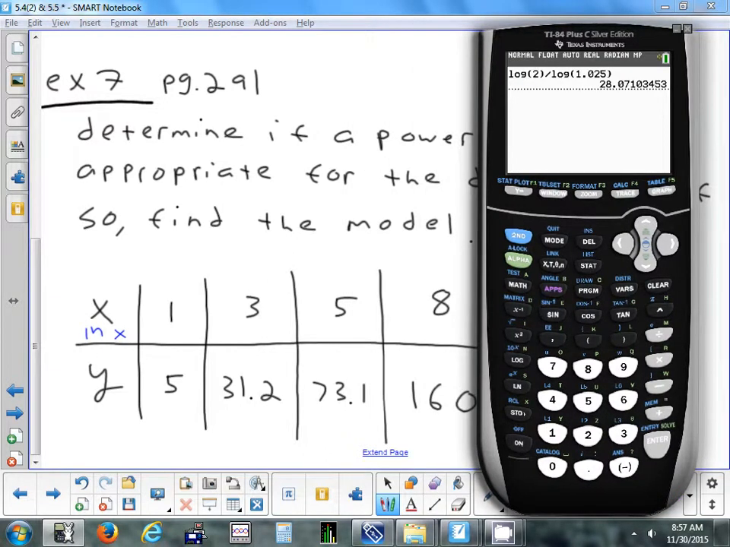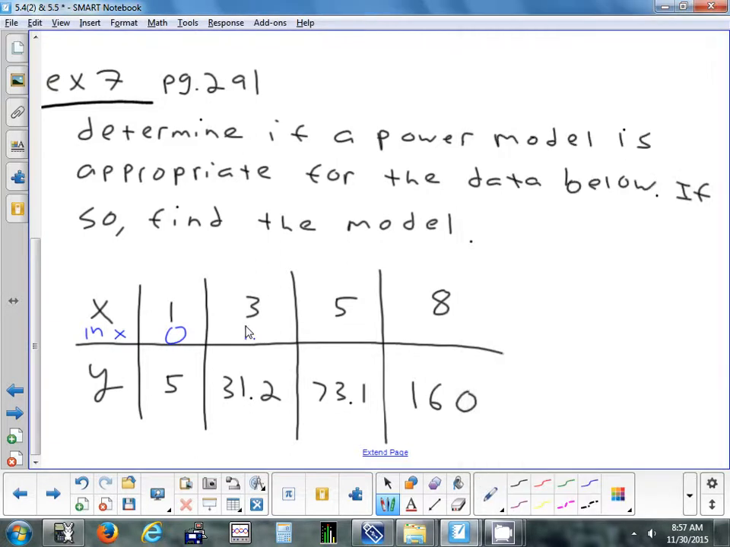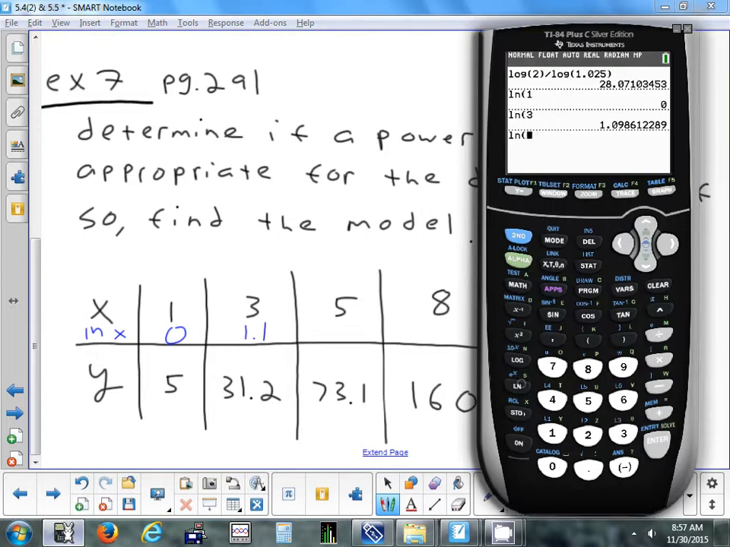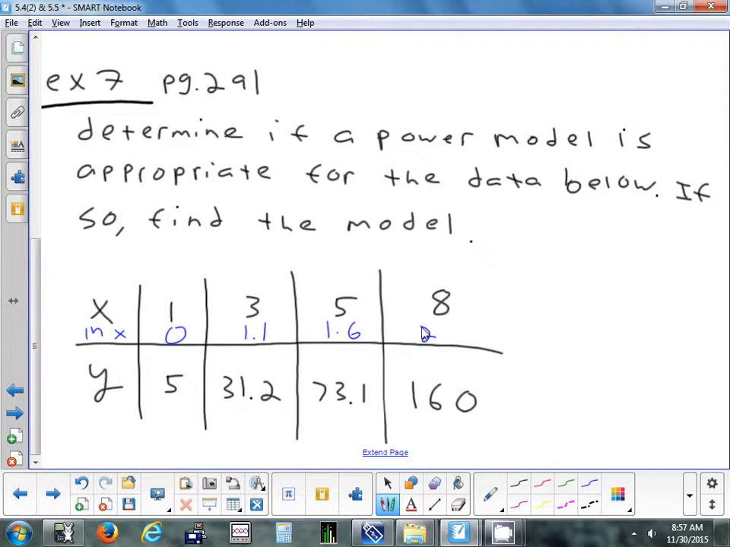All right, so let's start with that. Natural log of 1 gives me 0. Okay, natural log of 3. 1 point, let's just round to 1 decimal because the accuracy here isn't that important. We'll just say 1.1. Okay, ln of 5, 1.6. ln of 8, 2.1. Okay, and do the same thing with the ones down below.